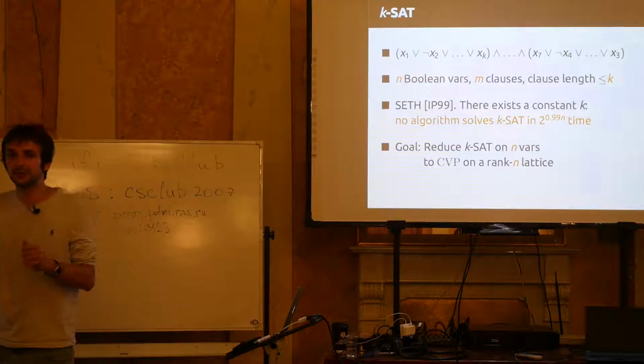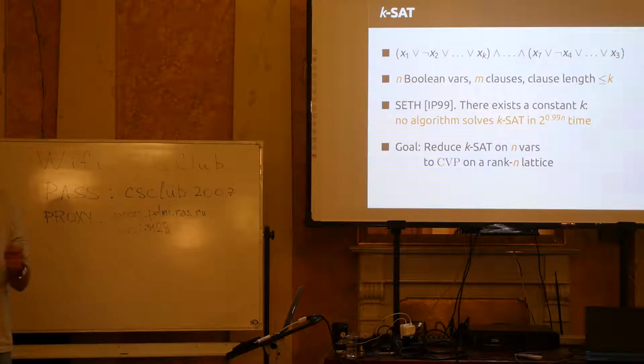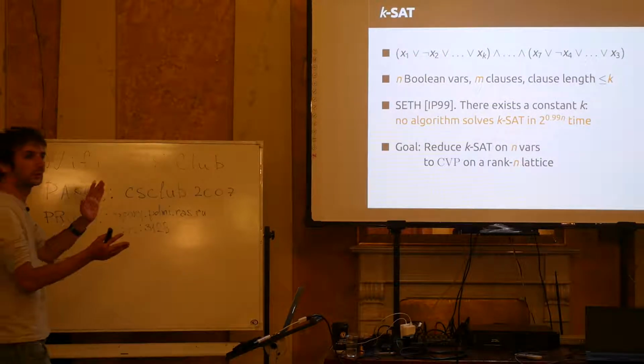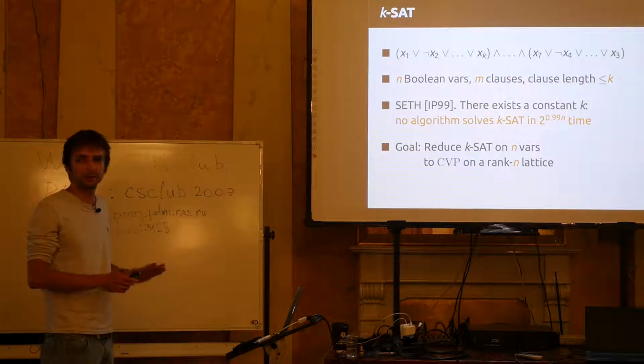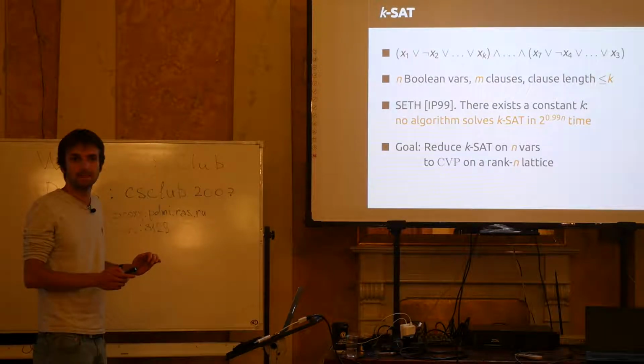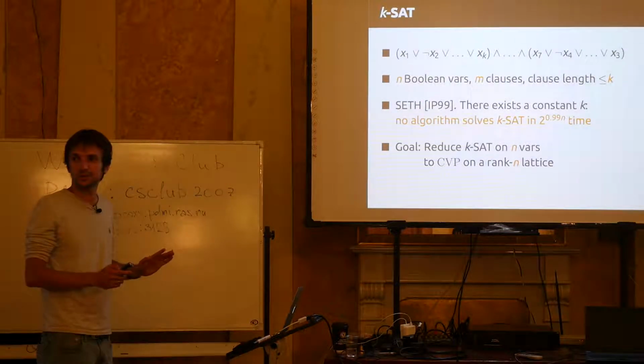If we want to prove a lower bound of 2 to the n, which we do, then we want to make sure that we reduce a SAT instance on n variables to a lattice with n vectors, possibly in higher dimension. We don't care about dimension, but the number of vectors should be n. Questions?